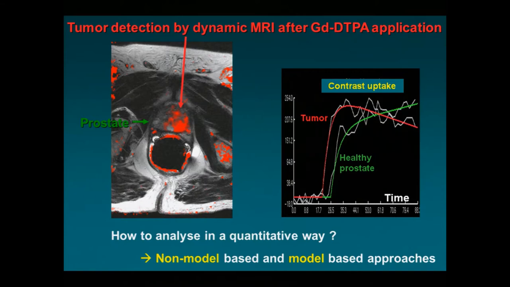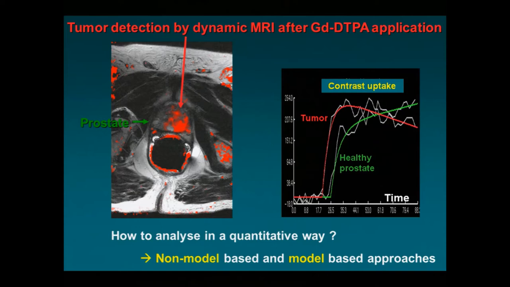This is a typical example. This is a patient with prostate cancer, injected intravenously with a bolus of gadolinium DTPA, and after a while dynamic MRIs are taken. T1 weighted MRIs are taken, and you see signal changes over time in particular areas of the prostate, more pronounced than in other areas. The tumorous areas tend to have higher enhancement by the contrast than the normal prostate areas. That is seen here, the uptake in the tumorous areas and here in the normal area. So the question is, how do you quantitatively analyze this data?